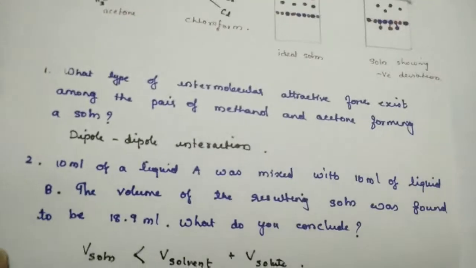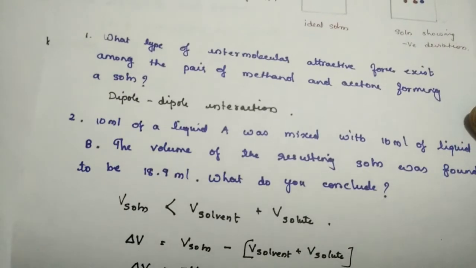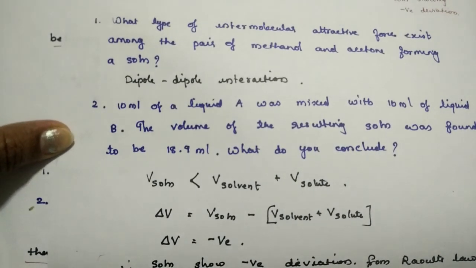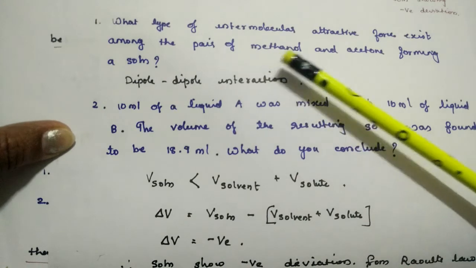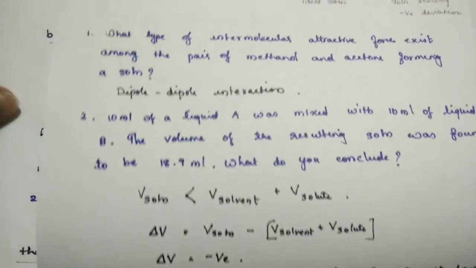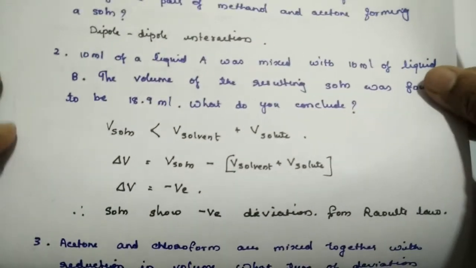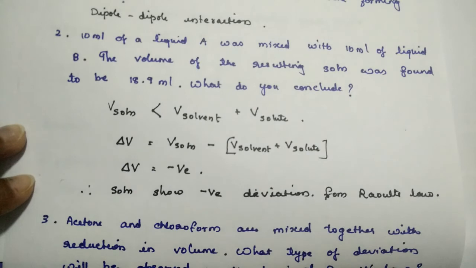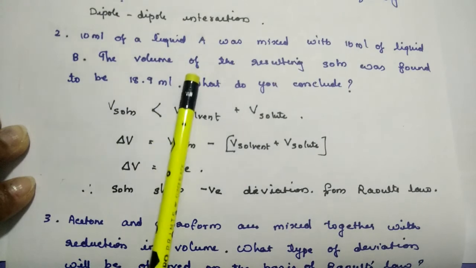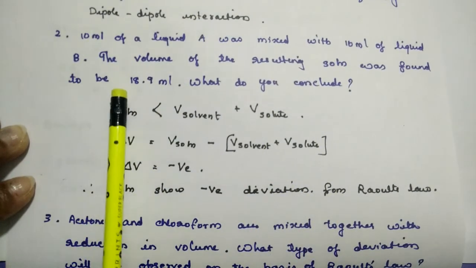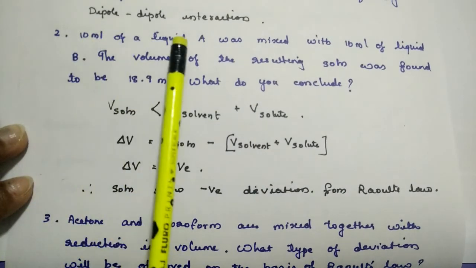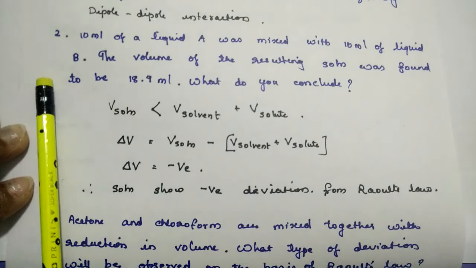So we can discuss some questions related to the topic. First one, what type of intermolecular attraction exists among the pair of methanol and acetone forming a solution? That is dipole-dipole interaction. Next one, 10 ml of a liquid A was mixed with 10 ml of liquid B. The volume of the resulting solution was found to be 18.9 ml. What do you conclude? Here 10 ml of A and 10 ml of B are mixing.